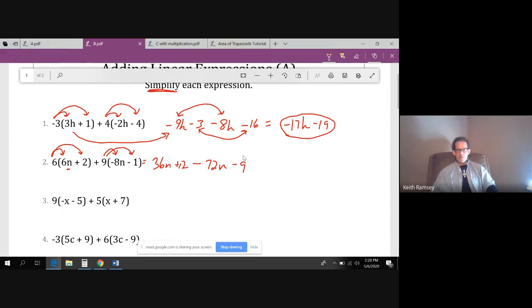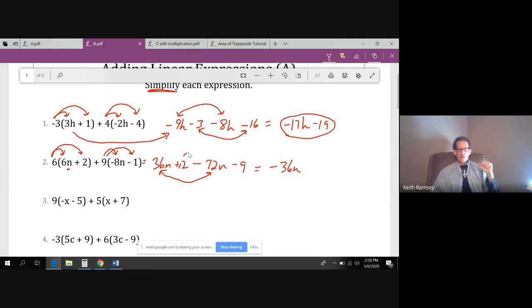Then what's the like terms? What has an n? Well, this 36 and the 72 match. Those go together, okay? So I know 36 times 2 is 72. This is negative. This is positive. So my answer has to be negative because 72 is more than 36. Okay? These are going to combine to equal negative 36n.